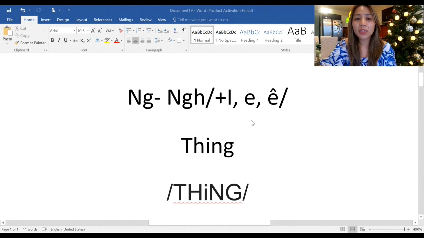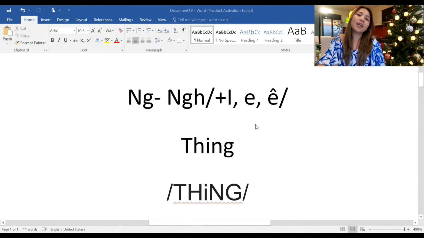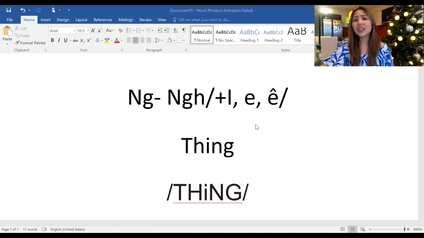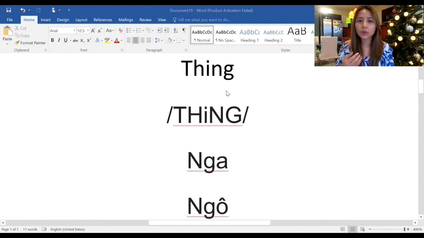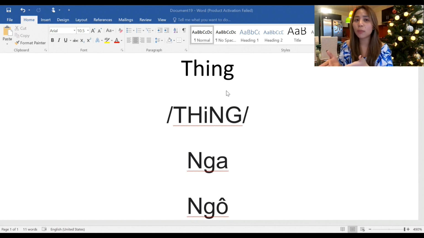I will explain the theory of making this sound. Basically, in English, this sound exists too, but in another form. So when you pronounce this word in English, thing, you do stop the sound. In Vietnamese, the sound has the same form, but the position of the mouth is a little different and we kind of speak it out, while in English, you stop: thing.